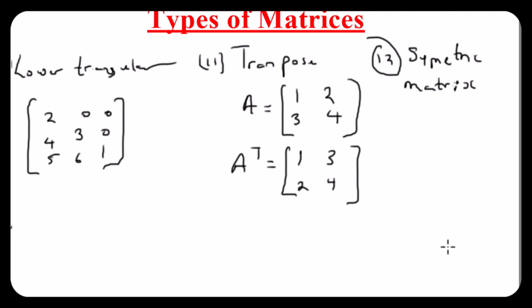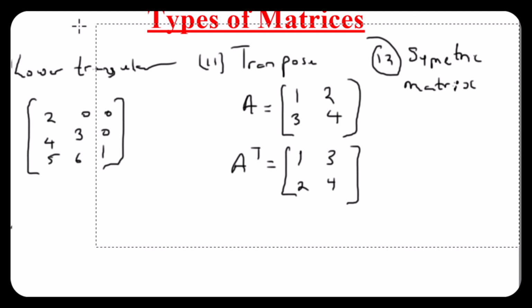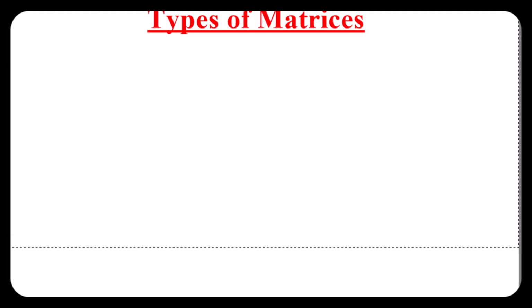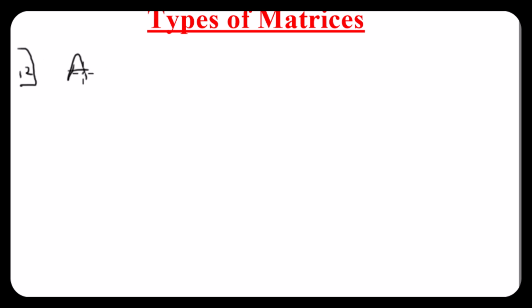So let me try and clear this area so we have more space to work in. Remember, we said number 12, for a matrix to be symmetric, let's just write symmetric. It must mean the matrix itself is equal to its transpose. So when you transpose the matrix, it's actually equal to itself.